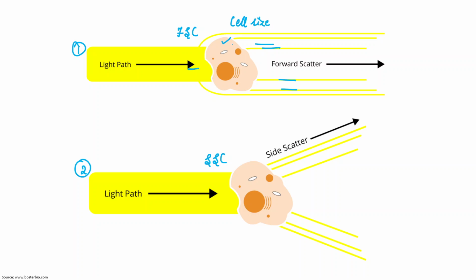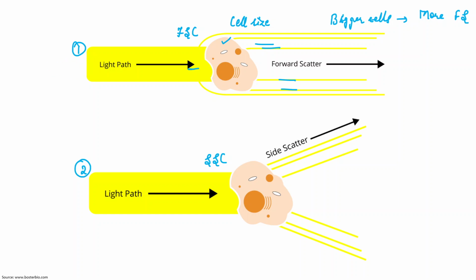Forward scattering is used to determine the cell size. Whatever information comes from forward scattering will basically be your cell size or particle size. The cells or particles which are bigger in size will produce more forward scattering. So bigger cells will lead to more forward scattering, and similarly smaller cells will lead to lower forward scattering. So this is one criterion.